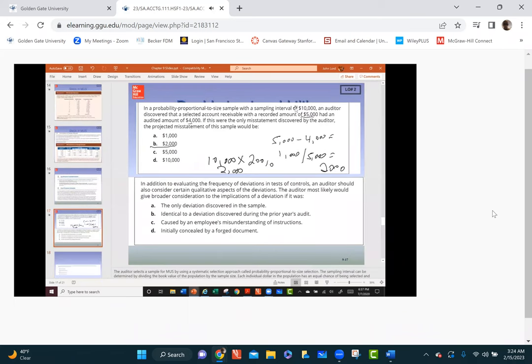So I'm looking, you know, maybe two or three of us got it correct. Most of us took A as the answer, but that's not the projected misstatement. Projected misstatement is you take that error rate times the sampling interval, right? Just like we did in the example. Question?